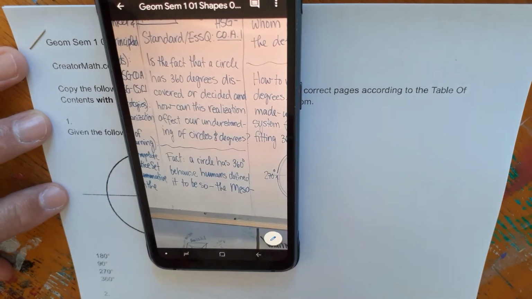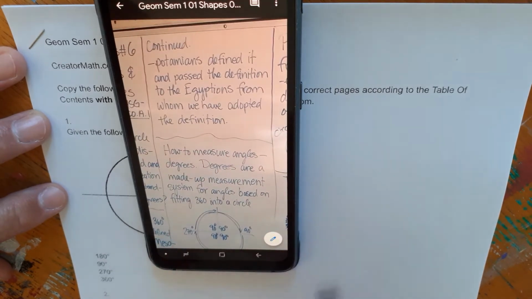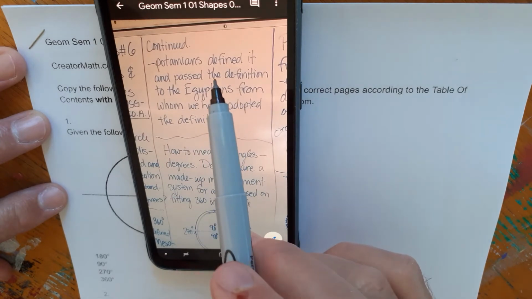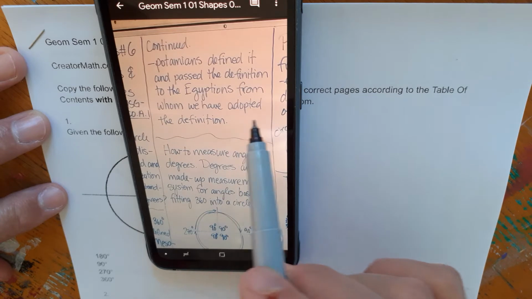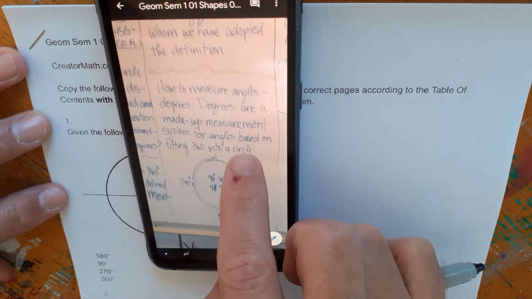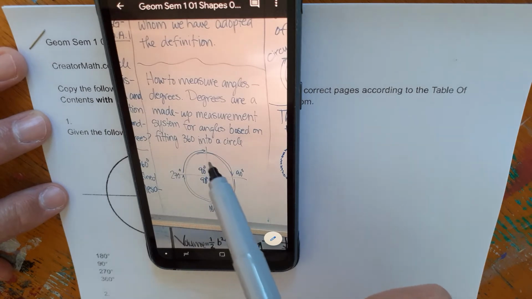Fact: a circle has 360 degrees because humans defined it to be so. The Mesopotamians are credited with the 360-degree circle. They defined it and passed the definition to the Egyptians, from whom we have adopted the definition. So that's why we have 360 degrees in a circle, you guys. We just made it up, basically. And once we defined it, now we just use it as a rule, right?